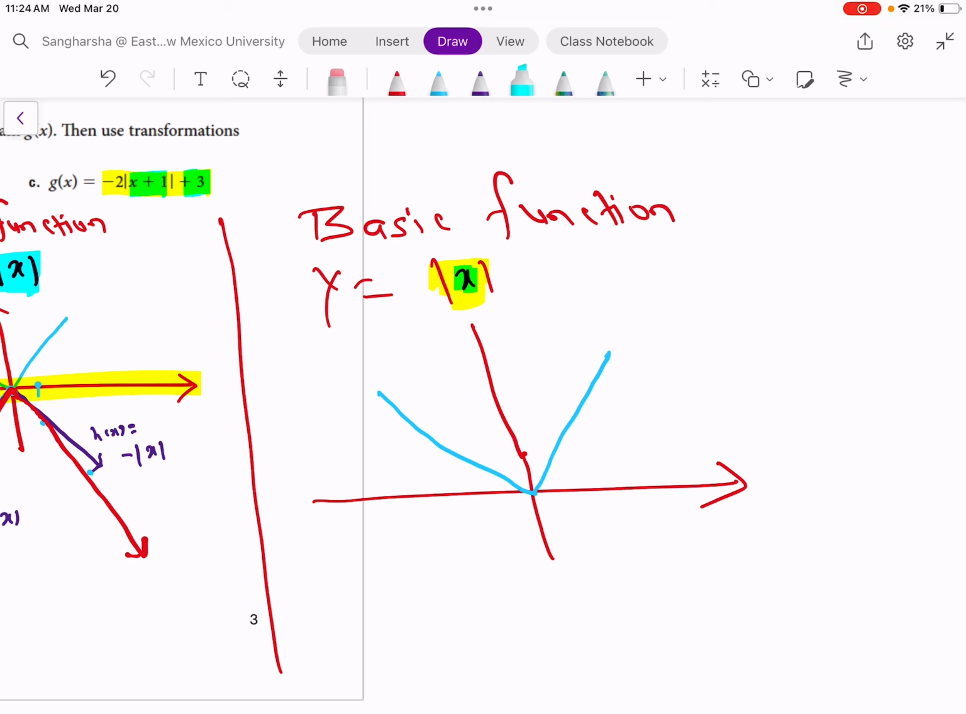We have negative 2 in front here. It means we have to multiply this function by negative 2. It means there will be a reflection across x-axis. Yes. Does it matter which one we do first?